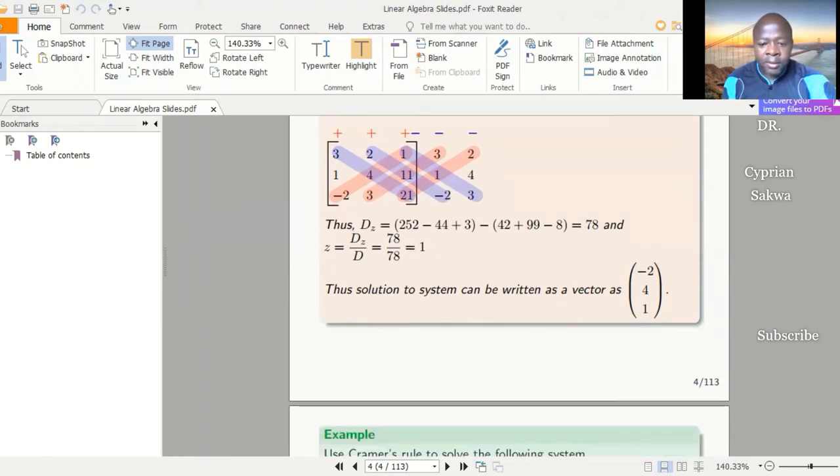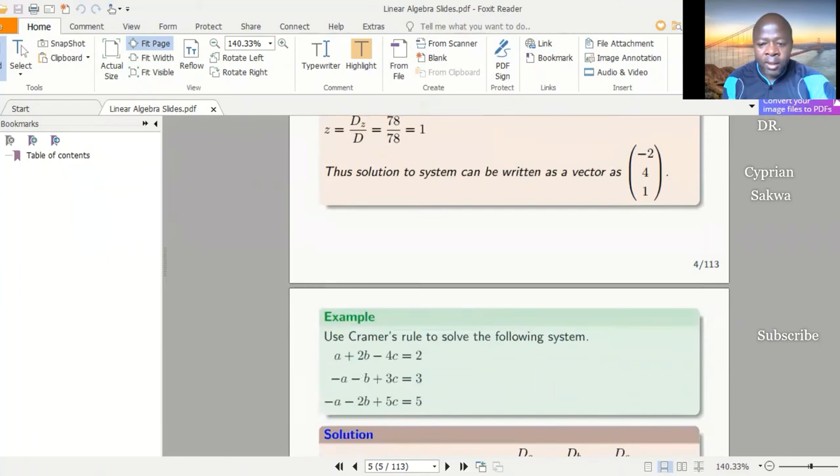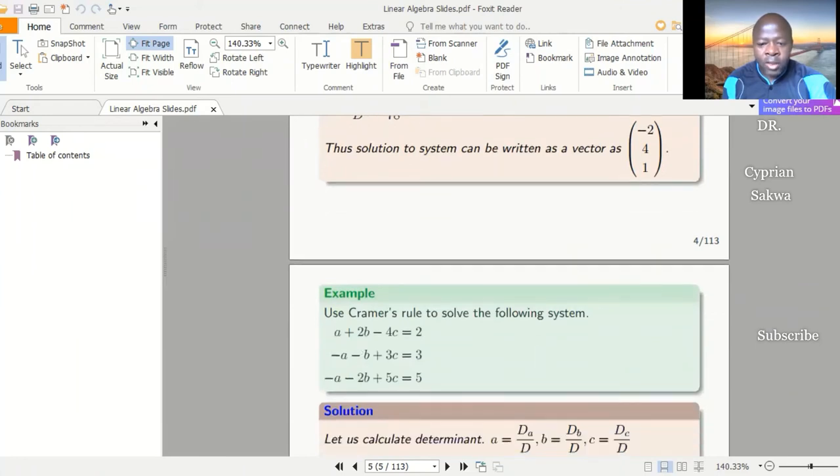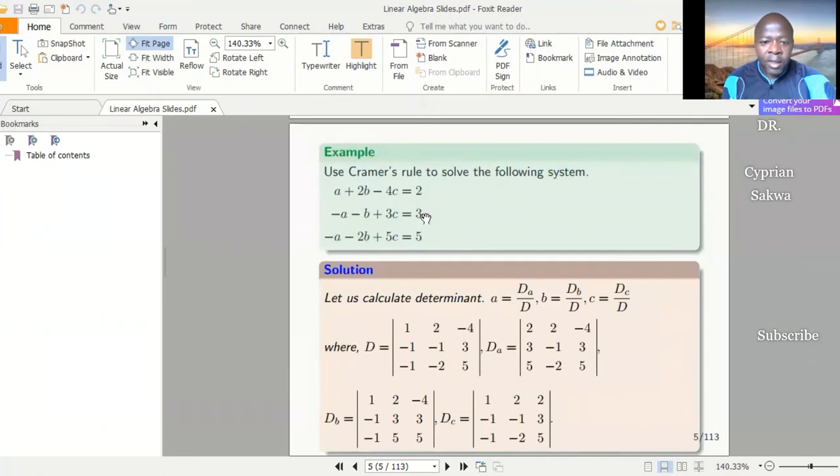And then we see how we can master how to use Cramer's rule. The example is here: use Cramer's rule to solve the following system. The system is a plus 2b plus negative 4c is 2. So you can see the system has three equations and the variables are 3. Since the number of equations and the number of variables are the same, Cramer's rule can be employed.